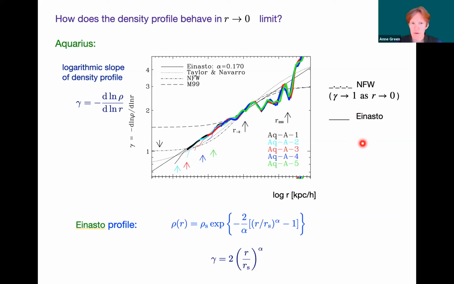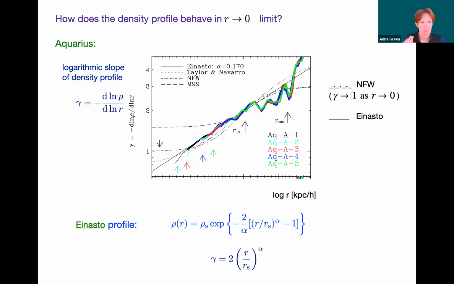The dot-dashed one is the NFW profile, which, as we've seen before, has a logarithmic slope that changes smoothly from minus three in the outer regions, through minus two at the scale radius, and then asymptotes to minus one at small radii. The colored lines are the results from the simulations. There's perhaps some evidence that these logarithmic slopes aren't going to turn over and asymptote to minus one. In fact, they just keep on getting smaller and smaller. Another phenomenological fitting function that's been proposed which matches this behavior is the Einasto profile, which has this slightly more complicated form here.